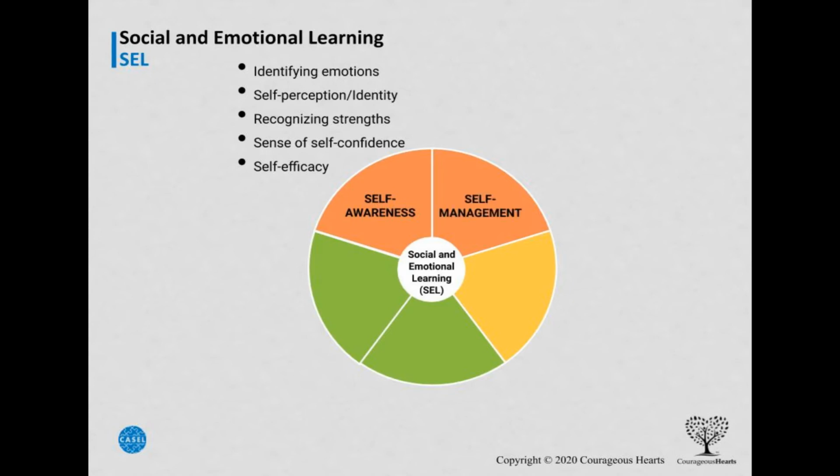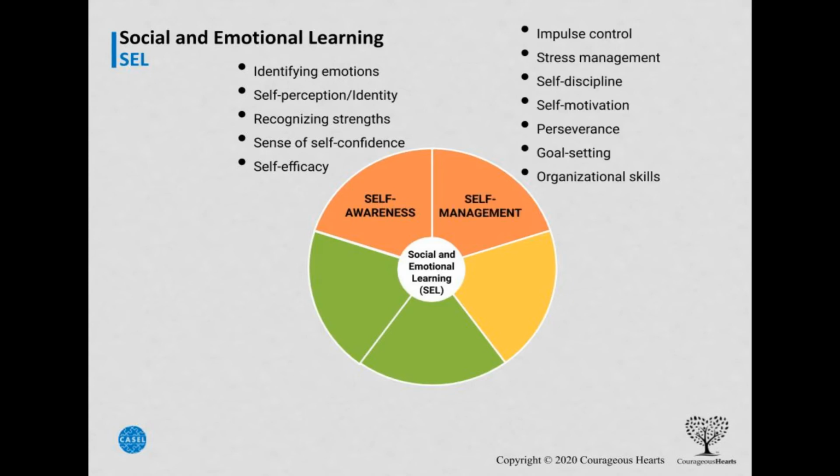And then for the self-management competency, you have these sub-competencies, and that is very much about emotions. So we have impulse control, managing stress, and then really disciplining oneself and motivating oneself to be successful. And that is something that comes from the inside, the ability to persevere and set goals and have organizational skills to organize your work and accomplish.